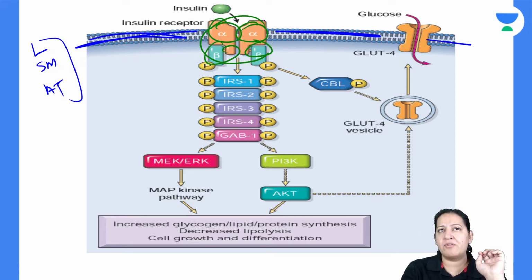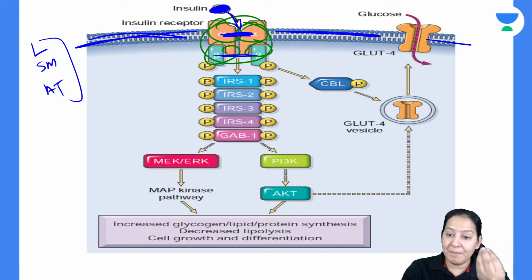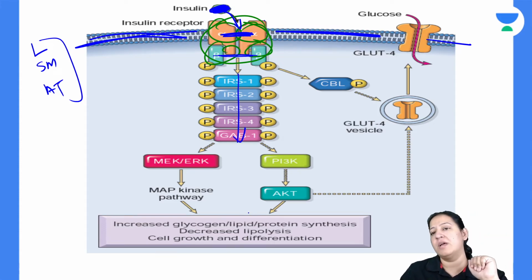This is a tetrameric receptor for the insulin. Can you see insulin is coming from the blood and binding with its receptor? It will bind with the alpha receptor and then it will stimulate the beta receptor. Once the beta receptor is stimulated, a chain inside the cytoplasm will be stimulated. There are various intermediates in the chain, IRS 1, 2, 3, 4, right?